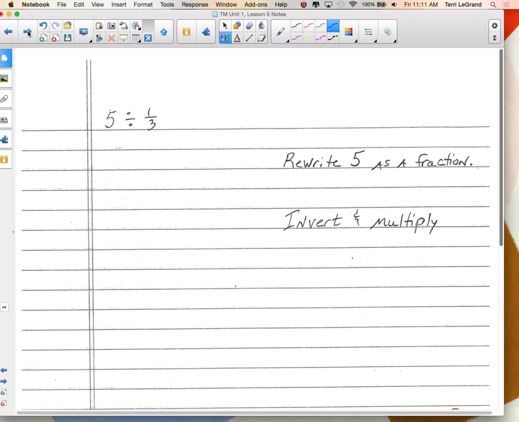Well, this time we're not going to do the number line because do we have fair shares at the moment? No, we don't have any fair shares at the moment. So let's do the invert and multiply way. But before we do that, let's rewrite 5 as a fraction.